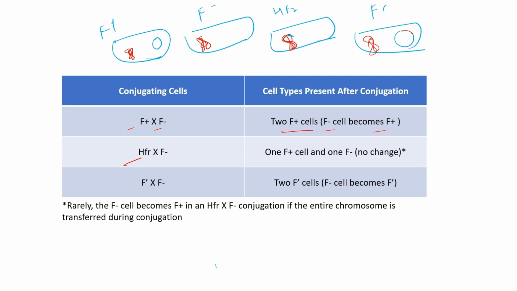Whenever there is a conjugation between HFR and F minus, we'll get 1 F plus and 1 F minus, because I already told you it is a very rare condition when any F minus cell becomes HFR cell. So whenever a recombination happens between HFR and F minus cell, we'll have 1 F plus and 1 F minus. If the conjugation happens between F prime and F minus cell, we'll get 2 F prime cells, because F minus will become F prime. So that's all for this video.